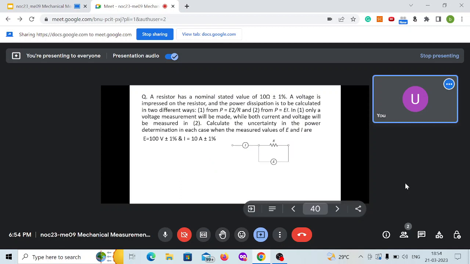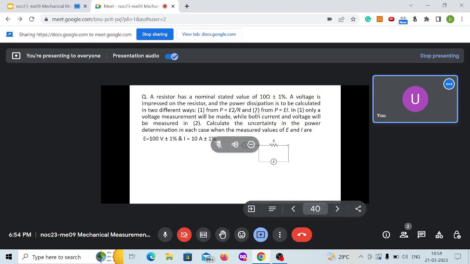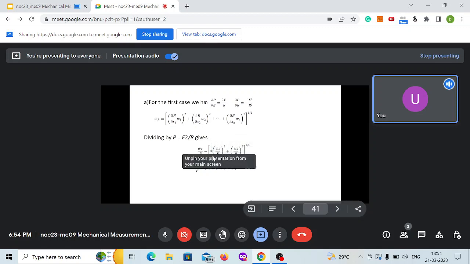So if you see, the relation is similar to the product relation. We have the coefficient of E, which is 2, so the square of that becomes 4, and then the uncertainty of voltage, w_E by E, is 4 into (uncertainty of voltage divided by voltage) plus the coefficient of R, which is 1, and so (w_R by R) the whole square, so that you get half.